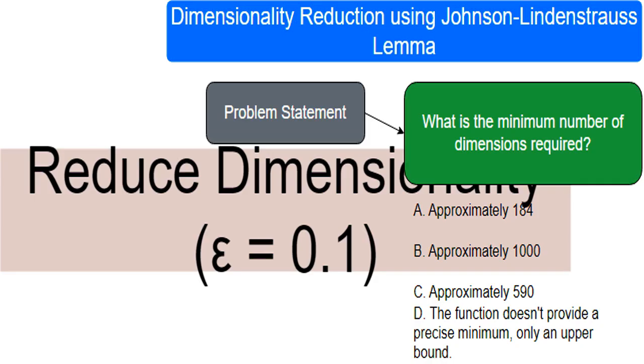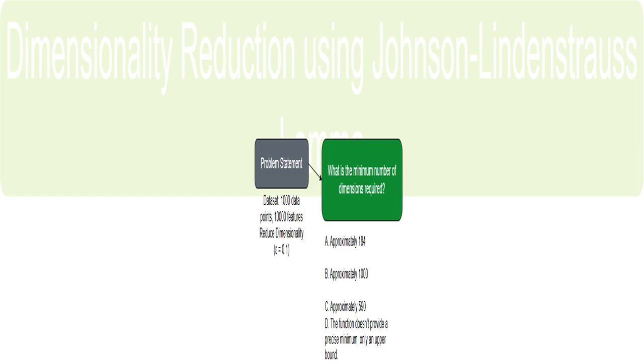Epsilon equals 0.1. I start with a dataset containing 1,000 data points, each having 10,000 features. It's a high-dimensional dataset, making it computationally expensive to process and analyze. This is why I want to reduce the dimensionality.